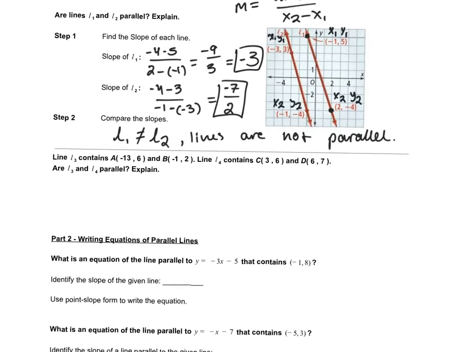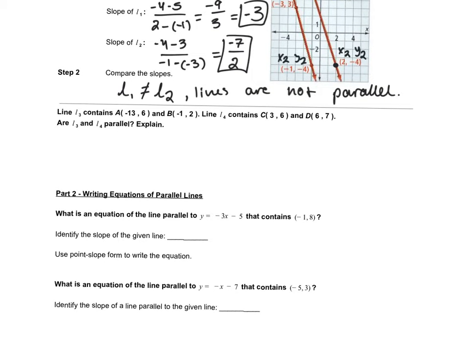All right, now let's look at the next example, line 3 and line 4. We're given the two ordered pairs for each, and we want to see if line 3 and line 4 are parallel. If the slopes are equal, then the lines are parallel. Let's look at L3 first. Y2 is 2, Y1 is 6, so 2 minus 6 over -1 minus -13. 2 minus 6 is -4, and -1 plus 13 is 12, which is just -1/3.